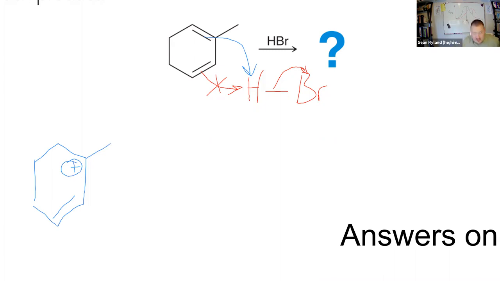All right, so we have this intermediate, which can do one of two things. Either the bromide can come in here and attach directly, and we would get the 1,2 adduct, if we're attaching the bromine to the carbon that's directly adjacent. If we don't draw any resonance structures, we just put the bromide right next to the hydrogen we added, just like a classical alkene addition. In that case, that's the 1,2 adduct, because we're putting the hydrogen and the bromine on adjacent carbons. So that would give us, is everybody okay if I erase the first step?